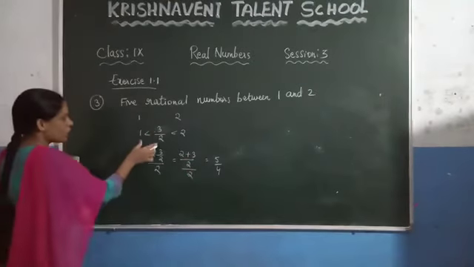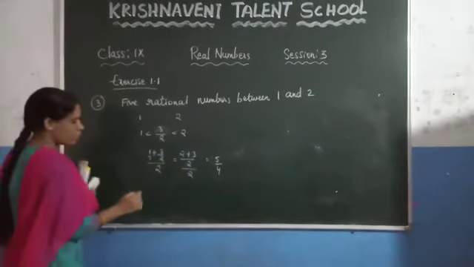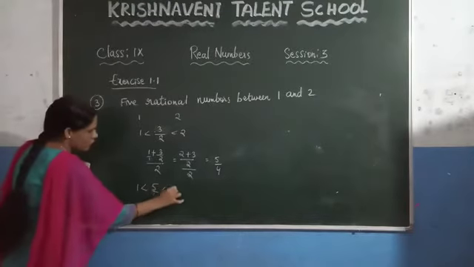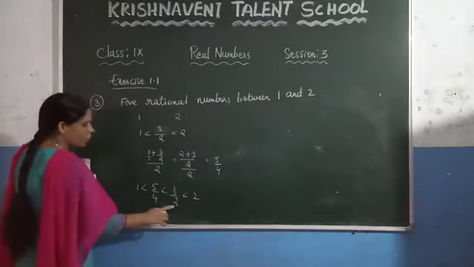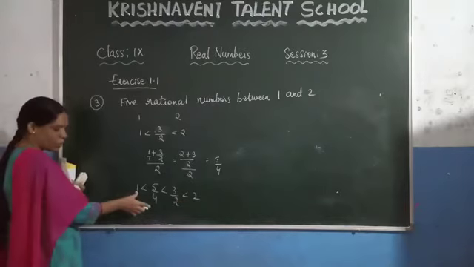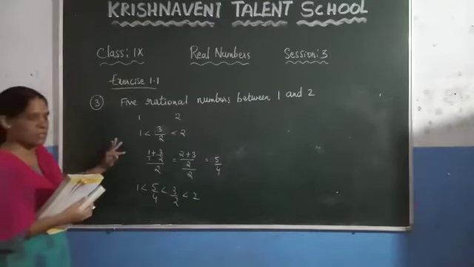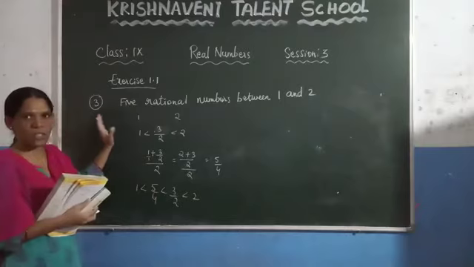So in between these two numbers, which number will be located? 5 by 4. So write it here: 1 is less than 5 by 4, less than 3 by 2, and less than 2. In between 1 and 2 we got two numbers. Again you have to take the mean of these numbers. Since it is a long process, you can do it the first way also.